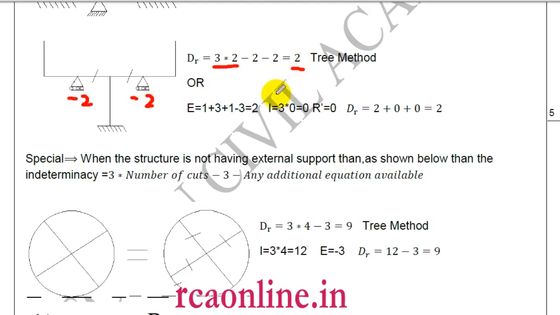2. Now if we do it by our normal method, then E is 3, 1, 1, minus 3 because of U, so E becomes 2. There is no closed loop in this, so I becomes 0. R is 0, no additional equation is there. So what is the static indeterminacy? Static indeterminacy is 2.